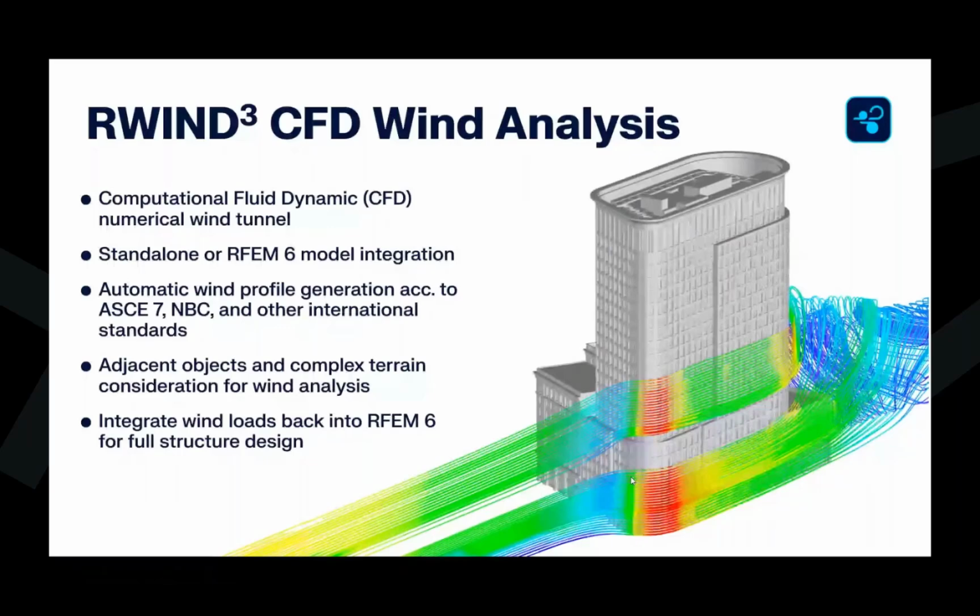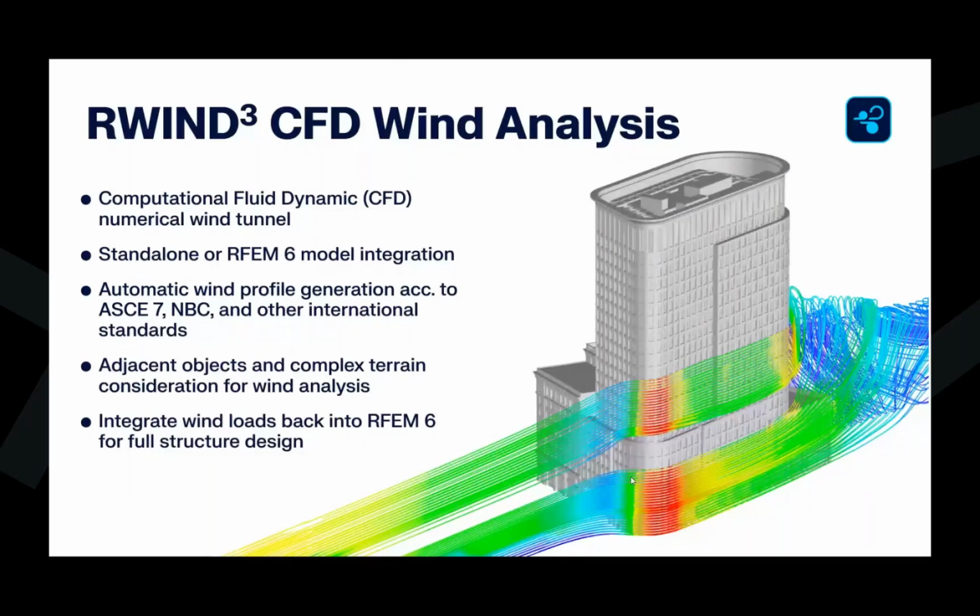So what is the wind speed as a function of the tunnel height? We have the ability to consider adjacent objects. So if we're in a very dense area with buildings that are very close, this is inevitably going to affect our wind flow on our structure. So we can not only take our RFEM 6 model, but also import in IFC objects to represent those adjacent objects that will, again, affect that wind flow.